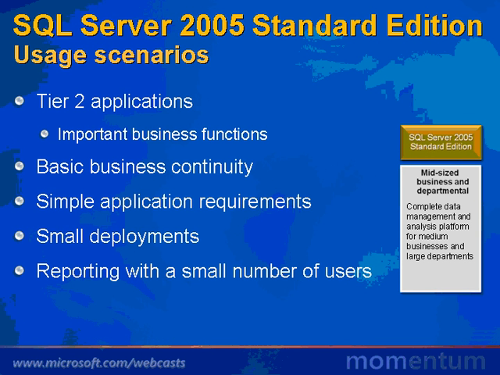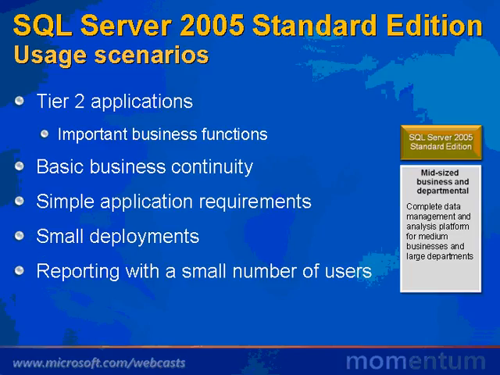So in summary, when is Standard Edition appropriate? Here's what we call the Tier 2 application. If you have an application that performs an important business function, but it's not as critical as, for example, a mission-critical application that your business relies on, the Standard Edition does a fantastic job of supporting that Tier 2 application.